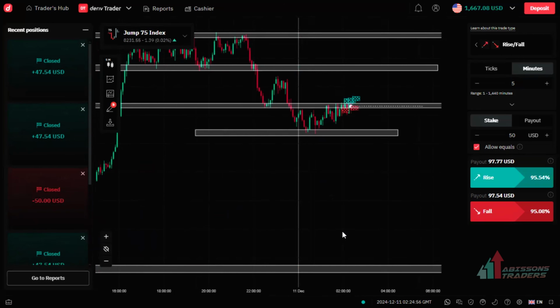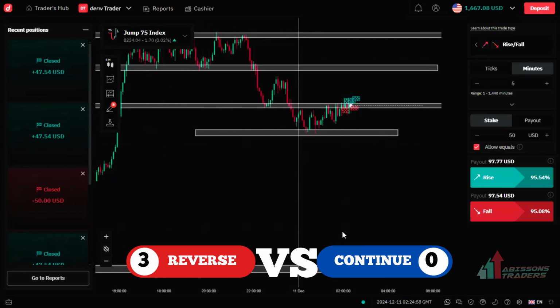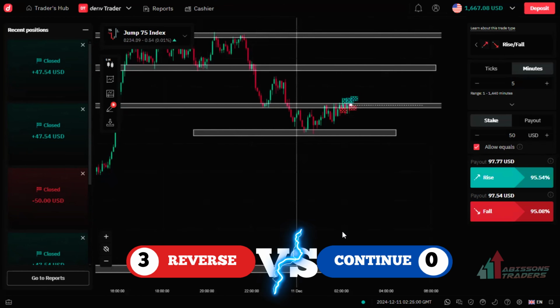So that means continuation entry strategy nil and the reversal entry strategy 3. So we have 3 wins from the reversal entry strategy and 2 losses from the continuation entry strategy. All right, so that means you already know the entry strategy to use in your trading.